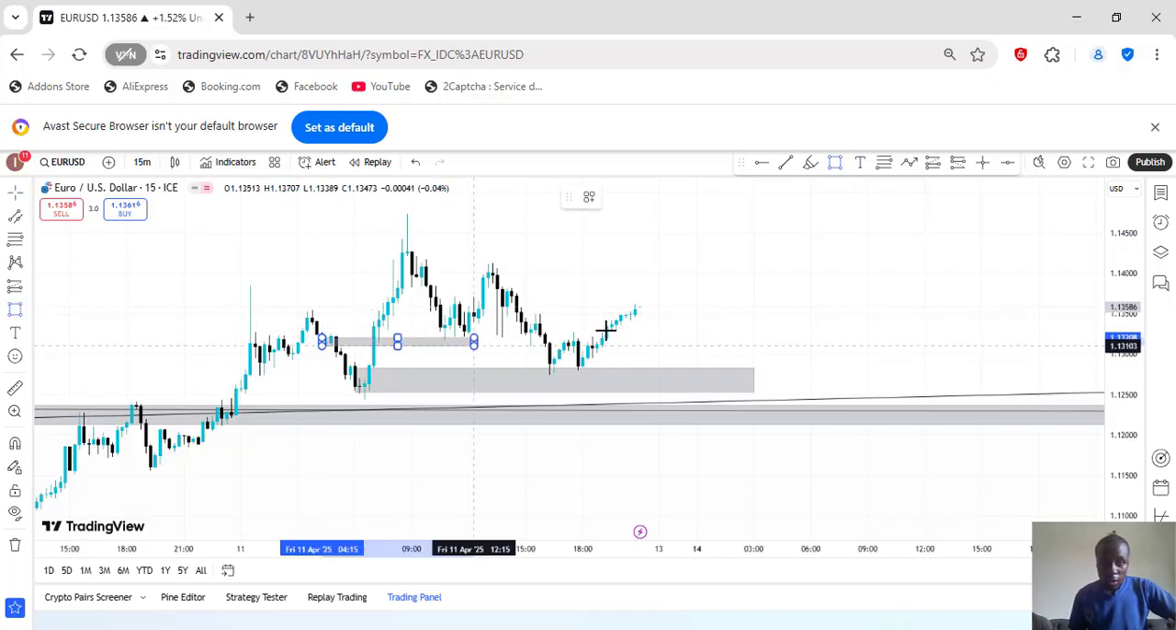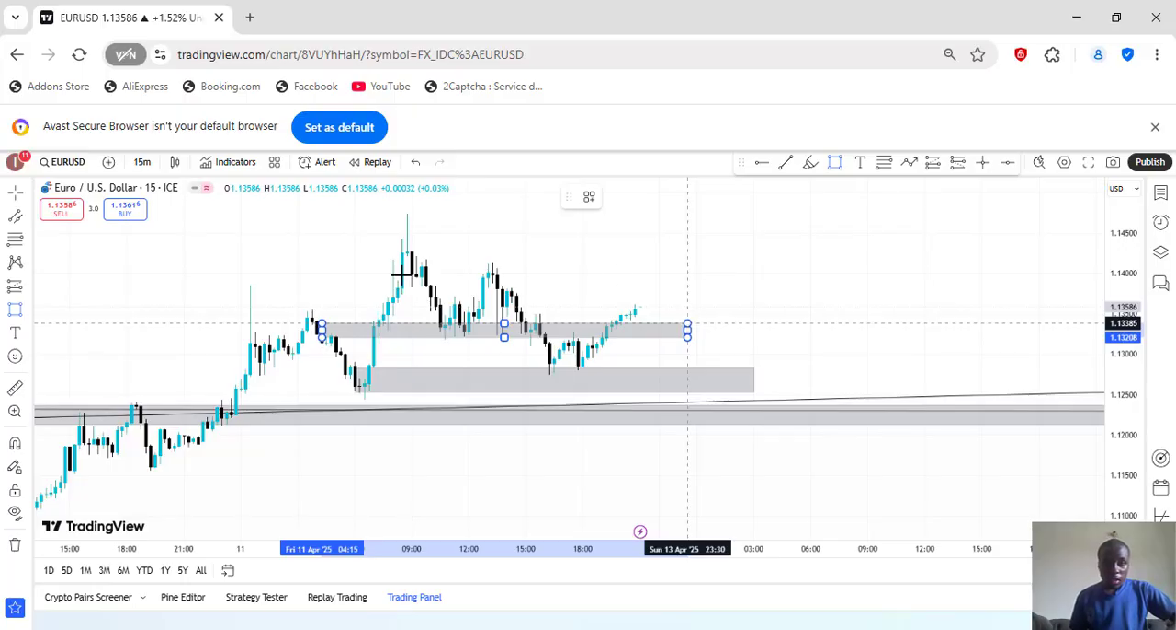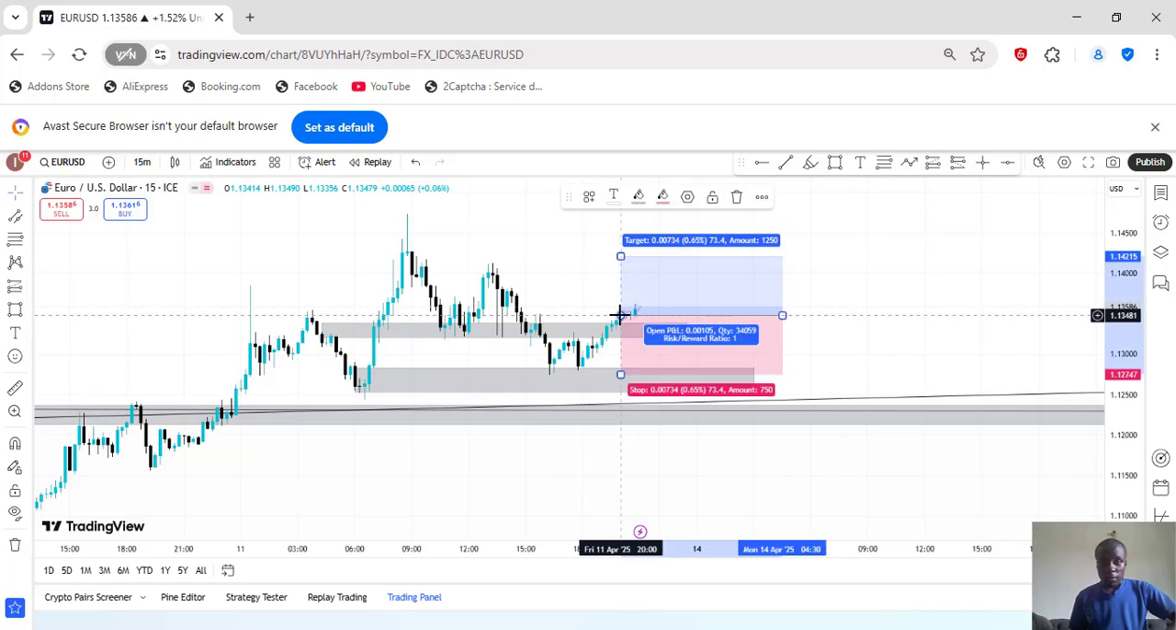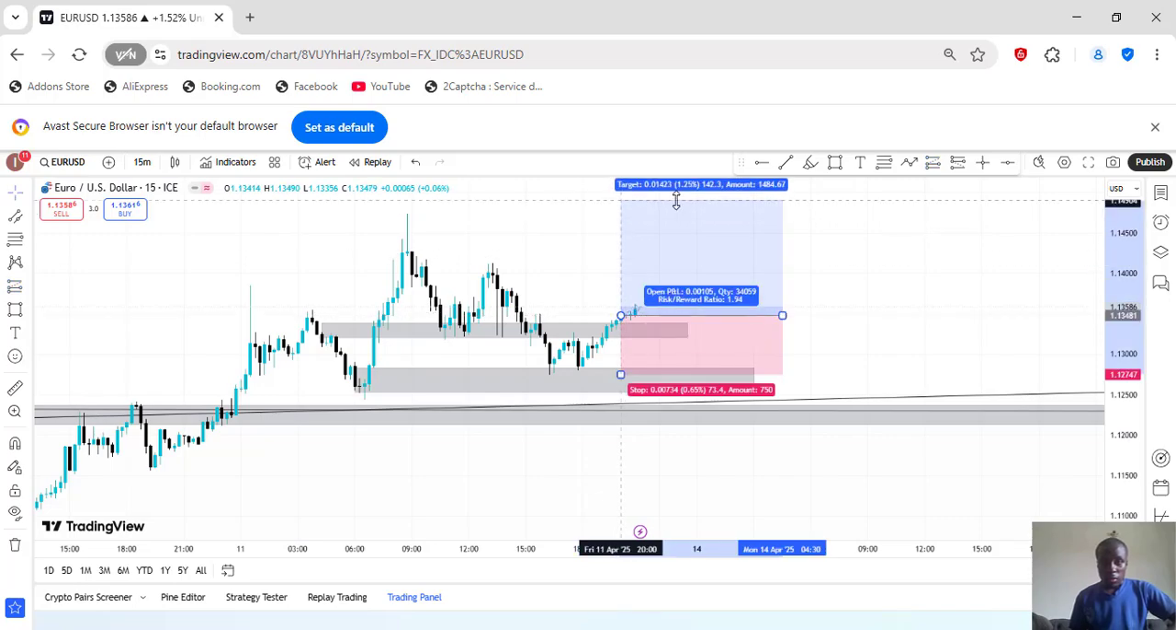Look at this turning point here. As the market opens, guys, you can have this entry like this. That's for Euro US dollar. You can have this entry like this, and price could be moving up like that. Okay, so that is it.